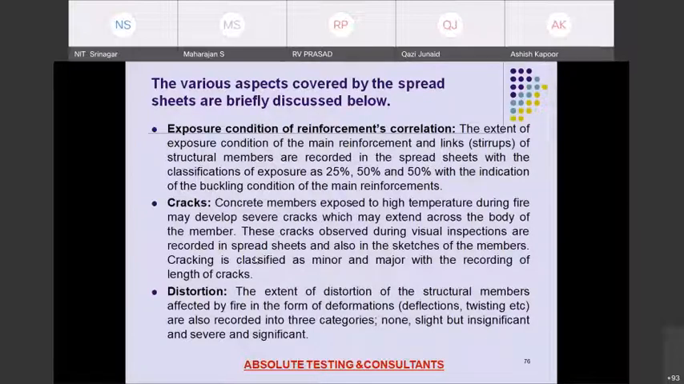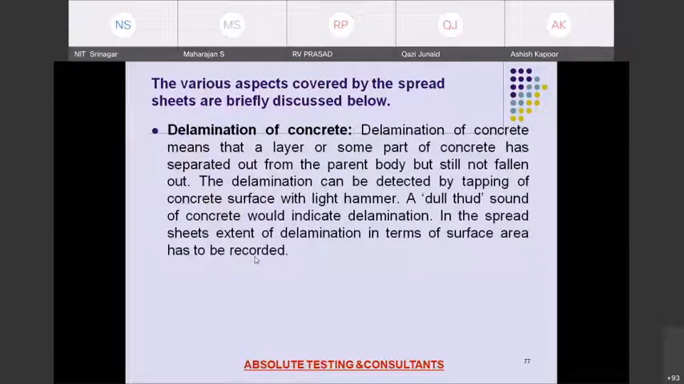Then distortion, the extent of distortion of the structural member affected by fire, in the form of deformation, deflection, twisting, etc. And delamination of concrete, the process in which the concrete layer is delaminated from the concrete but has not fallen from its parent concrete. So this is known as delamination of your concrete. How can you find out whether delamination is there? By using a hammer, you can hear a hollow sound, which indicates that there is delamination of concrete.